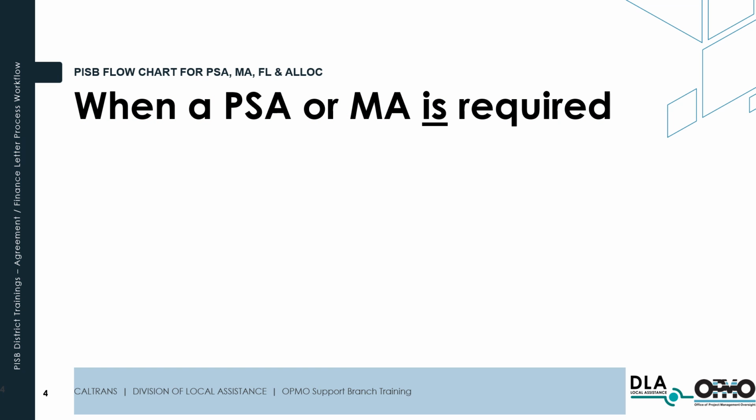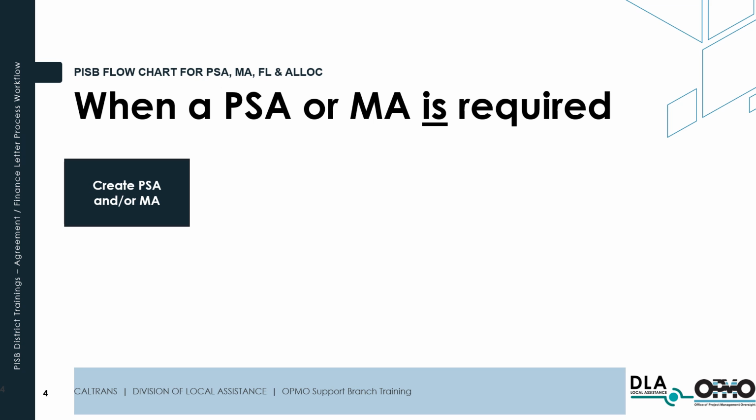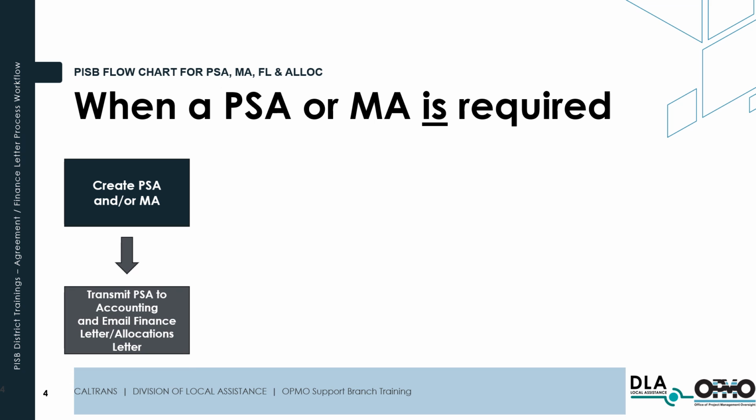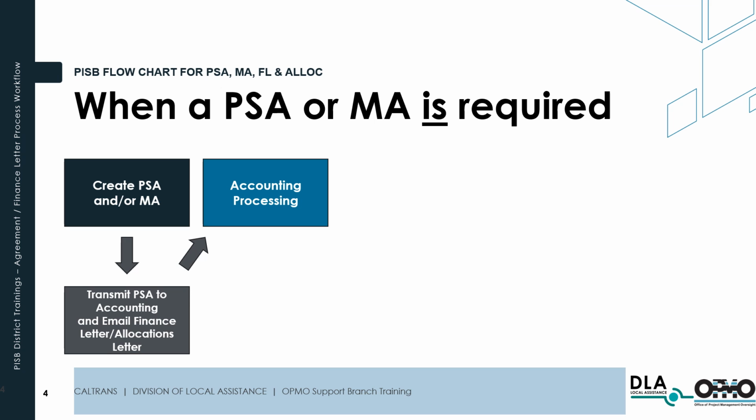If a PSA or MA is required, we follow these detailed steps. Create PSA and/or MA. Draft the necessary agreements based on project specifications and requirements. Transmit the PSA to accounting and email the corresponding finance letter and allocation letter if applicable. This initiates the pre-encumbrance of funds. If an allocation letter is required, email it to the agency. Accounting typically takes about 2 weeks to process the PSA and pre-encumber the funds.